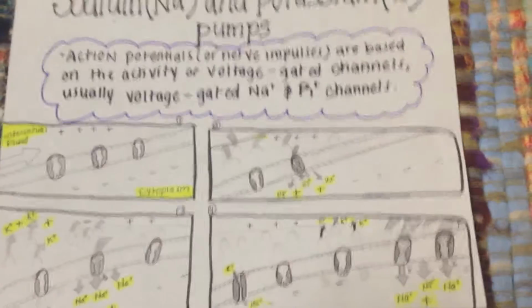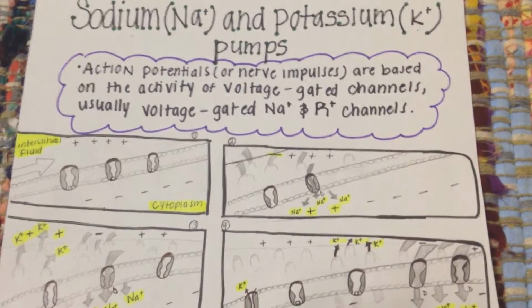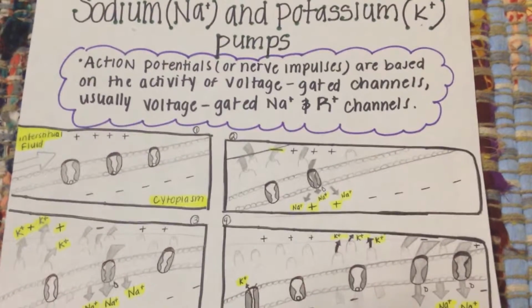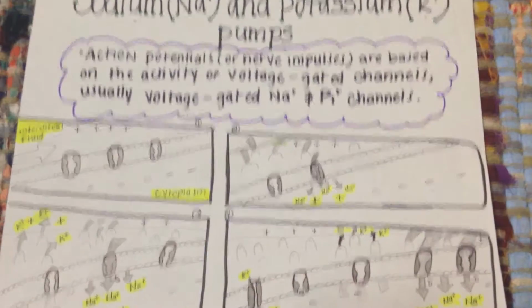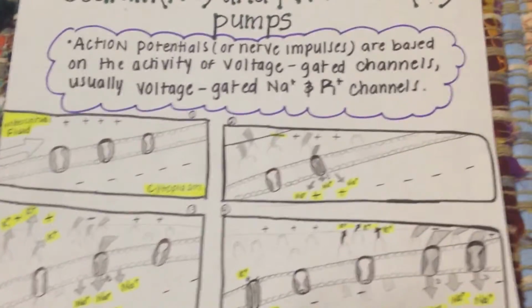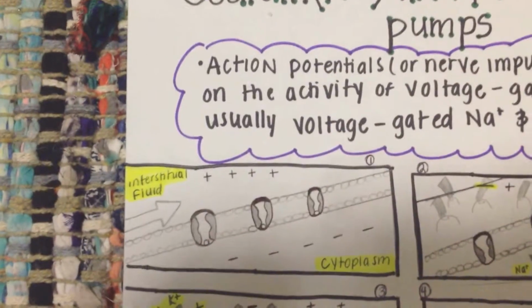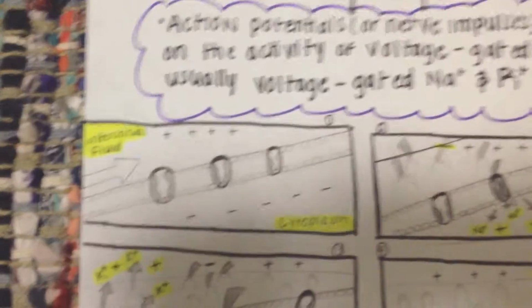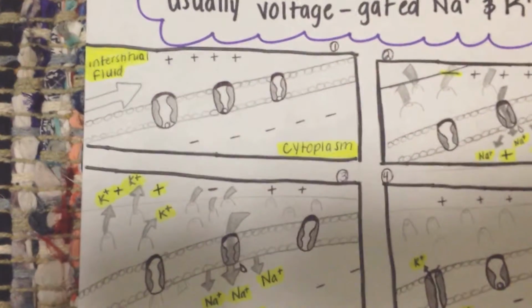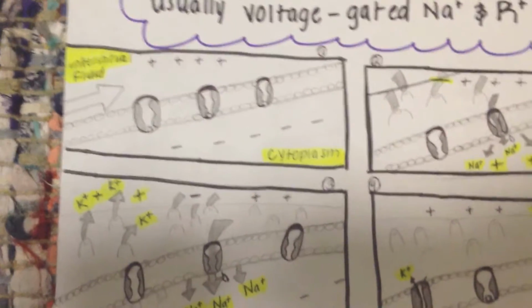Let's move down to the voltage-gated channels that will allow an action potential to occur. Down here we have a graphic of sodium and potassium pumps, also known as voltage-gated channels. Ions of sodium and ions of potassium will flow in and out of the cell membrane, allowing an action potential to occur. In the first one, we have the interstitial fluid, which consists of sodium outside of the cell. Usually positive ions and negative charges are on the outside and on the inside.